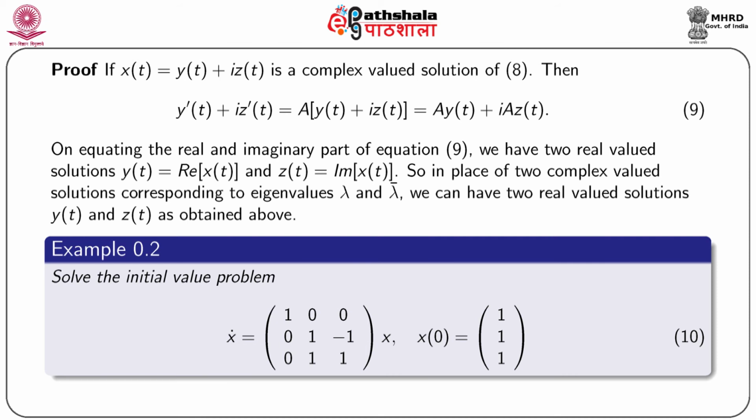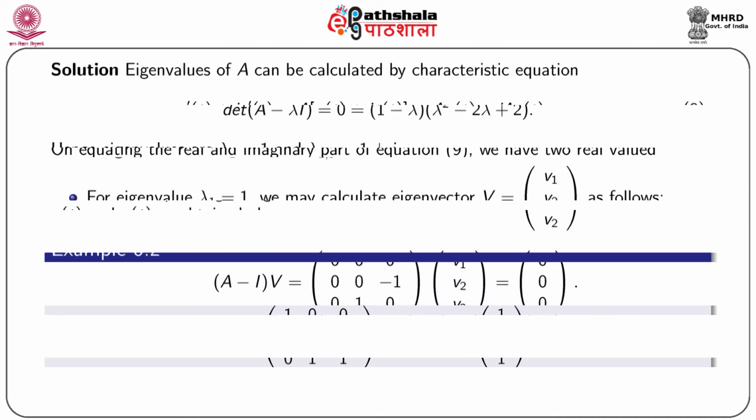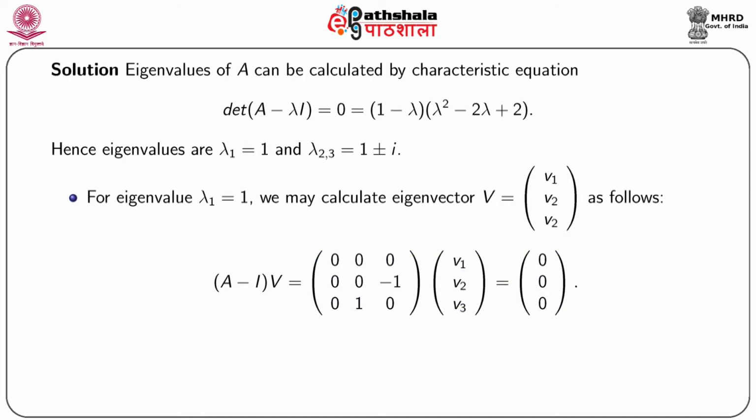And if you put that determinant equal to 0, you will come up with this equation: 1 minus lambda into lambda square minus 2 lambda plus 2 equal to 0. And if you solve that, you will get lambda equal to 1 and lambda square minus 2 lambda plus 2 equal to 0. Solving this quadratic equation, you will get two more values of lambda as 1 plus i and 1 minus i, which are the complex conjugates.